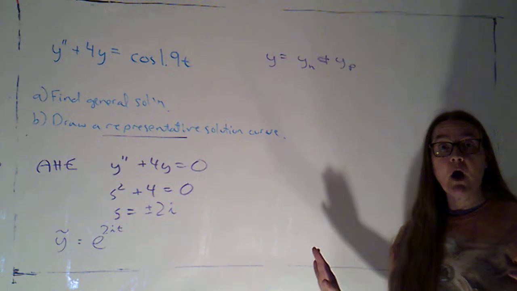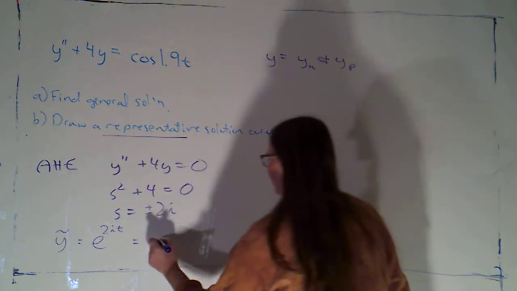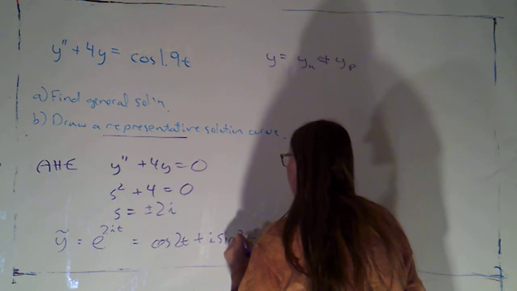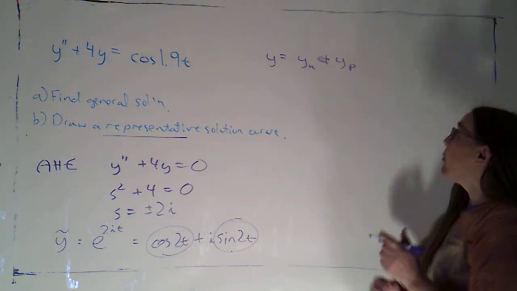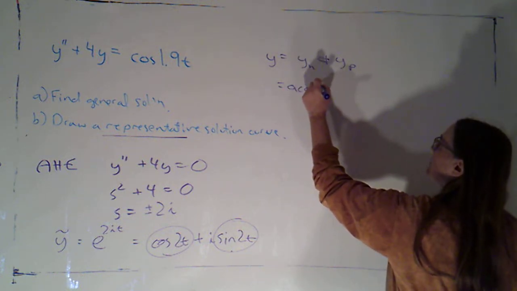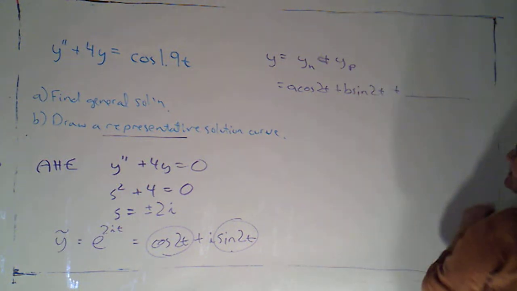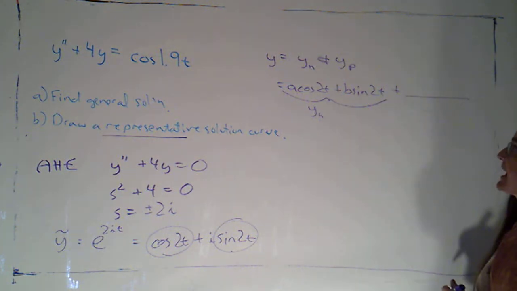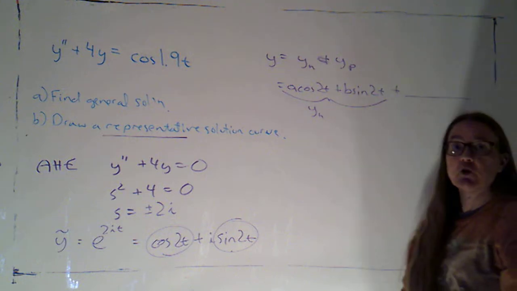But I know I just need to pick one, because one complex solution gives me two real solutions, because this is just cosine of 2t plus i times sine of 2t. That's the real part, that's the imaginary part. Y sub h is just an arbitrary linear combination of those. I'm still going to have to add my particular solution, but that right there is my y sub h. Okay. You'll notice that's a sum of some cosines and some sines of 2t.